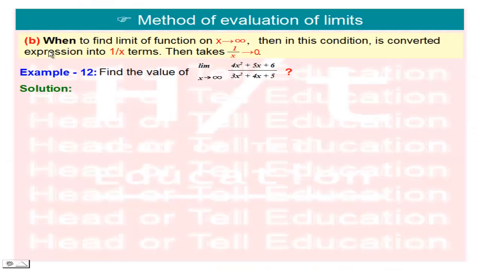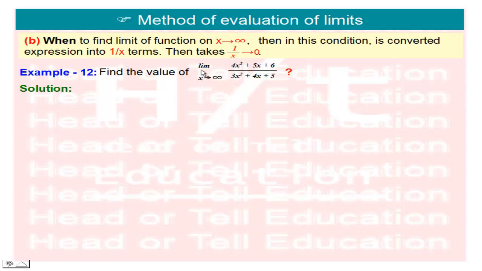The second method is for finding the limit of a function when x tends to infinity. If you have limit x tends to infinity, then in this condition, convert the expression into 1 by x terms, then take 1 by x tends to 0. We will understand this statement by using an example.